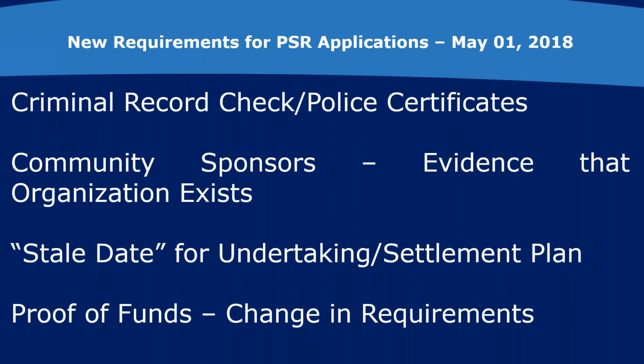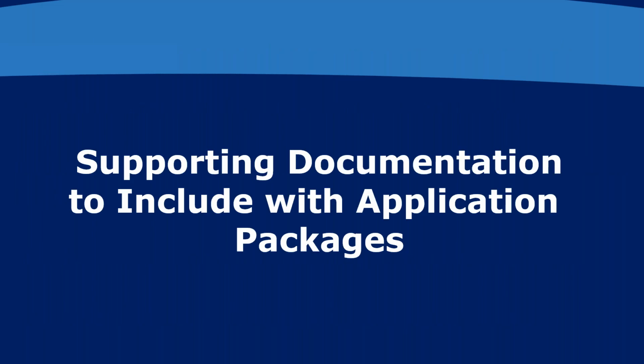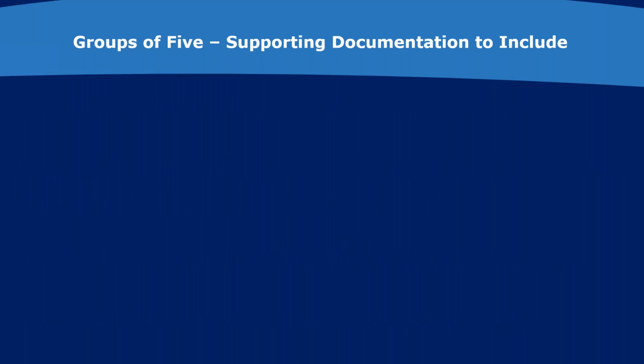So those are the major changes with regard to Group of 5 and community sponsor applications that came into effect on May 1st, 2018. And we're going to look into more of these changes in a bit more detail when we go through the application forms and go through what needs to be included with a Group of 5 application and what documents need to be included with a community sponsor application. So we're going to start off with an overview of what supporting documents must be included with a Group of 5 application. And these documents are in addition to the application forms.